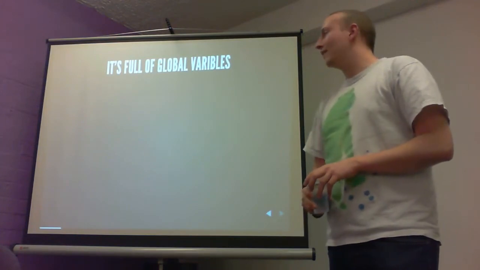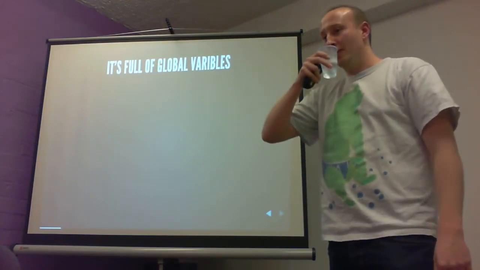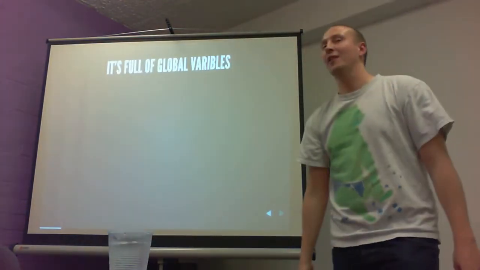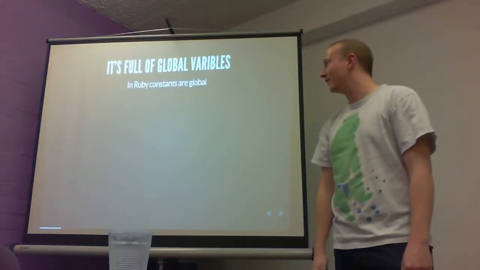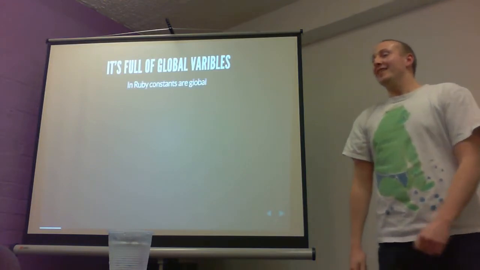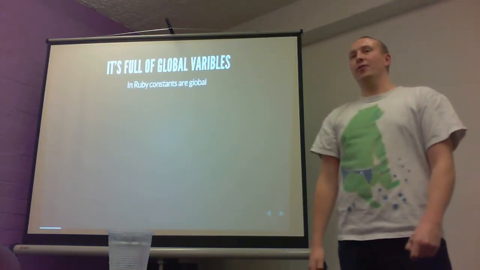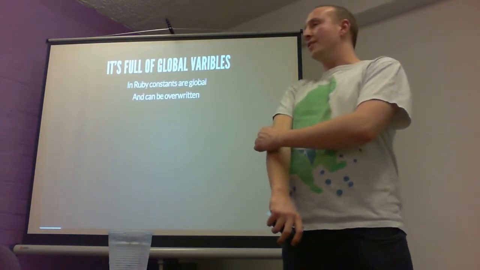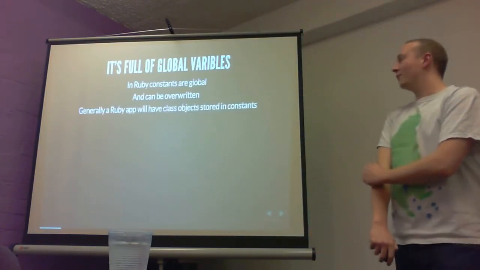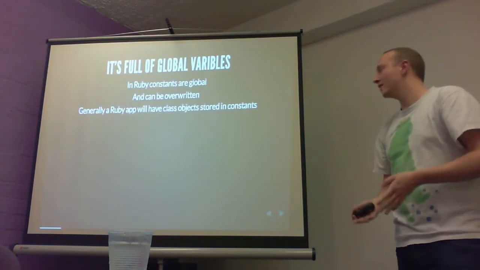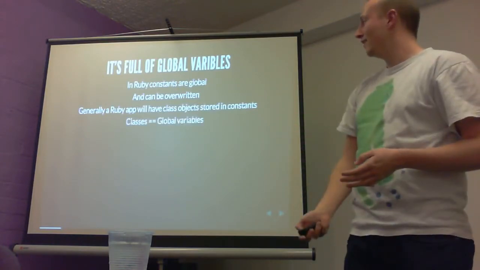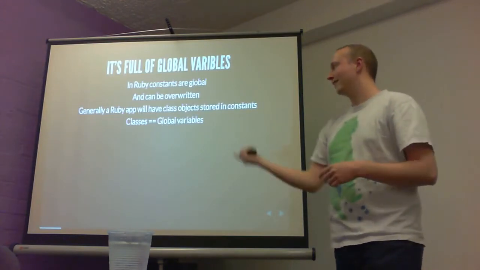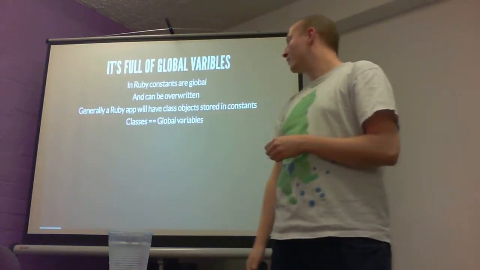We also like global variables in the Ruby community. And we might not think we use global variables, but bear with me a second. In Ruby, constants are all global. And in Ruby, you can also overwrite these constants. Generally in a Ruby app, we create classes and we store them in constants. So classes and global variables, while semantically different, functionally are quite similar.